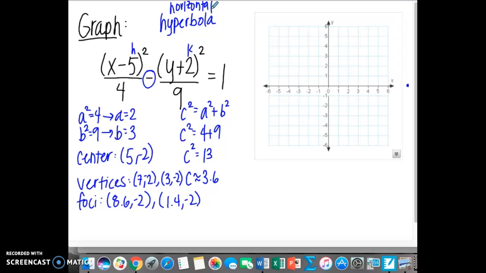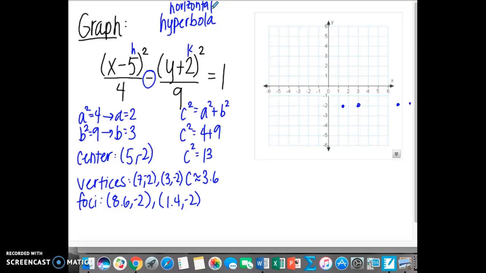So going ahead and plotting, my graph's a little too small here, but we're going to have a vertex at (7, −2), and at (3, −2), and our 2 focus points are at (8.6, −2) and (1.4, −2). So right about there.